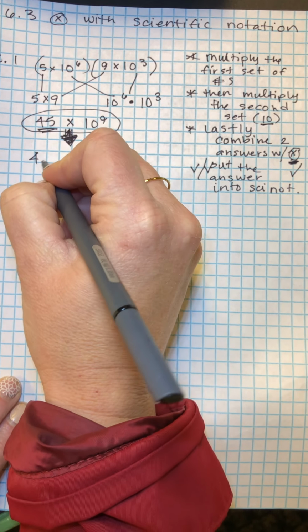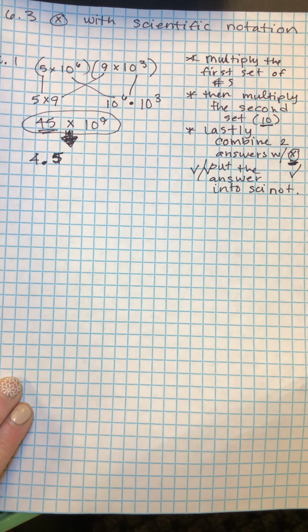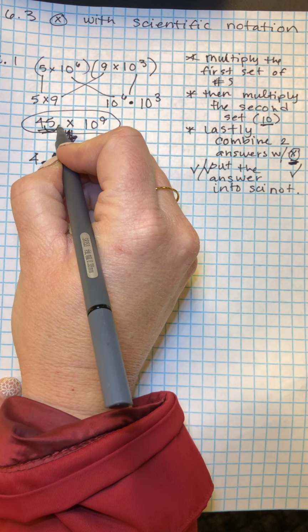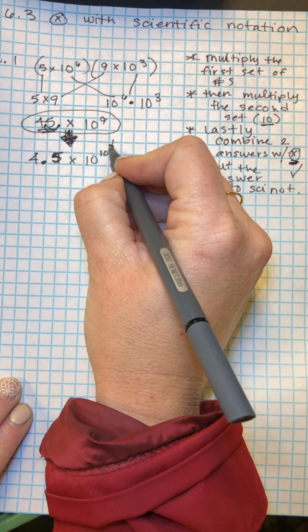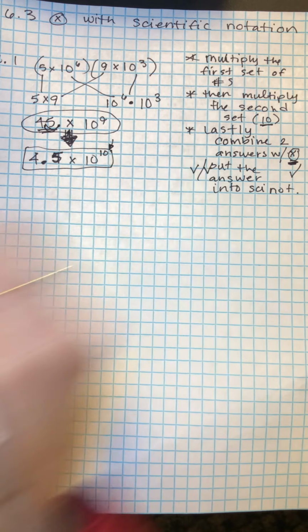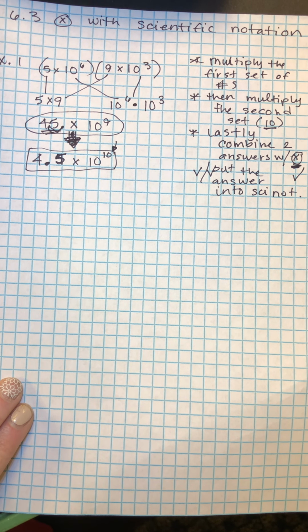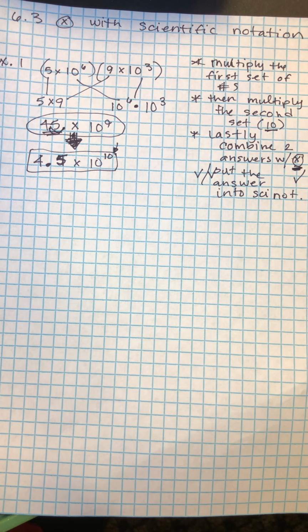You're going to move the decimal to 4.5 times 10. And because we moved the decimal from the end of 45 to here, we're going to add one more decimal to our power. This is the final. 4.5 times 10 to the 10th. You might have to move it 3 times. And you would just then add 3 to the number at the end. Okay?